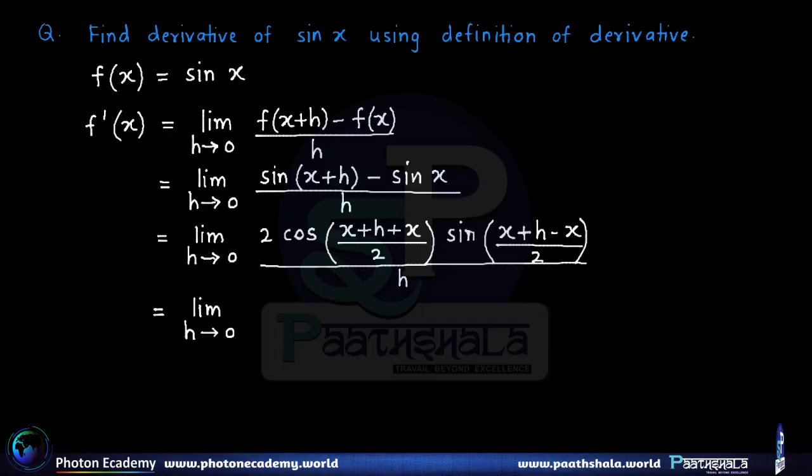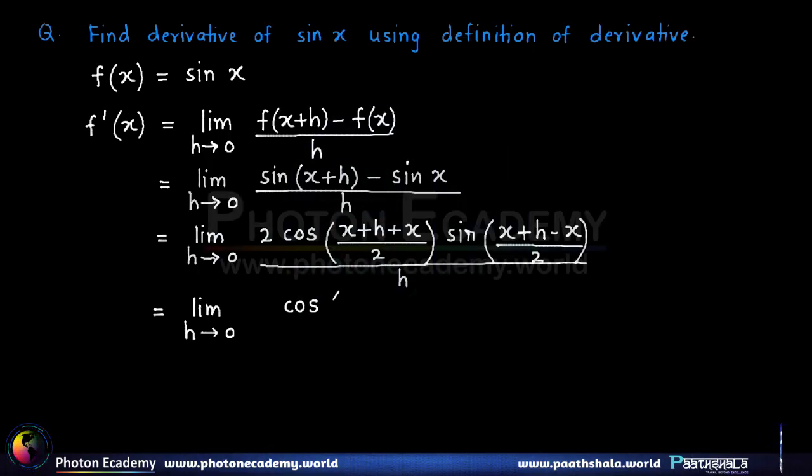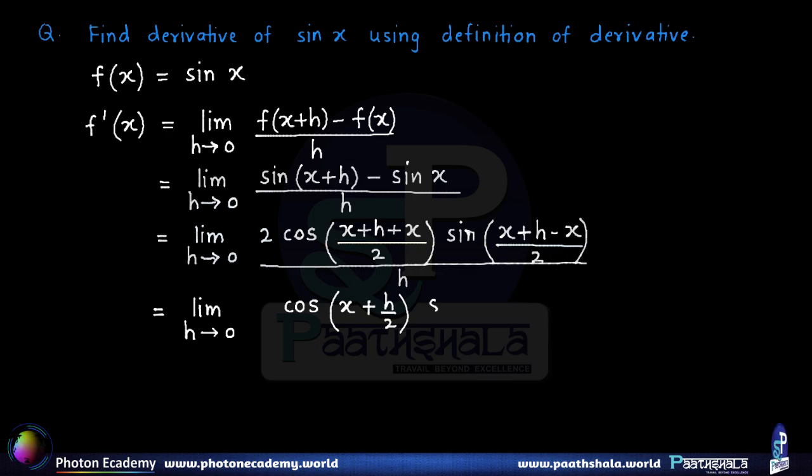Now let us write the cos term first. So here we get cos of x plus x, which gives us 2x. So 2x upon 2 is just x, and the remaining h divided by 2 gives us this particular expression, that is cos of x plus h by 2. Now what happens in the sine? In the sine we see that in the numerator x will get cancelled, so we are left with just h upon 2.